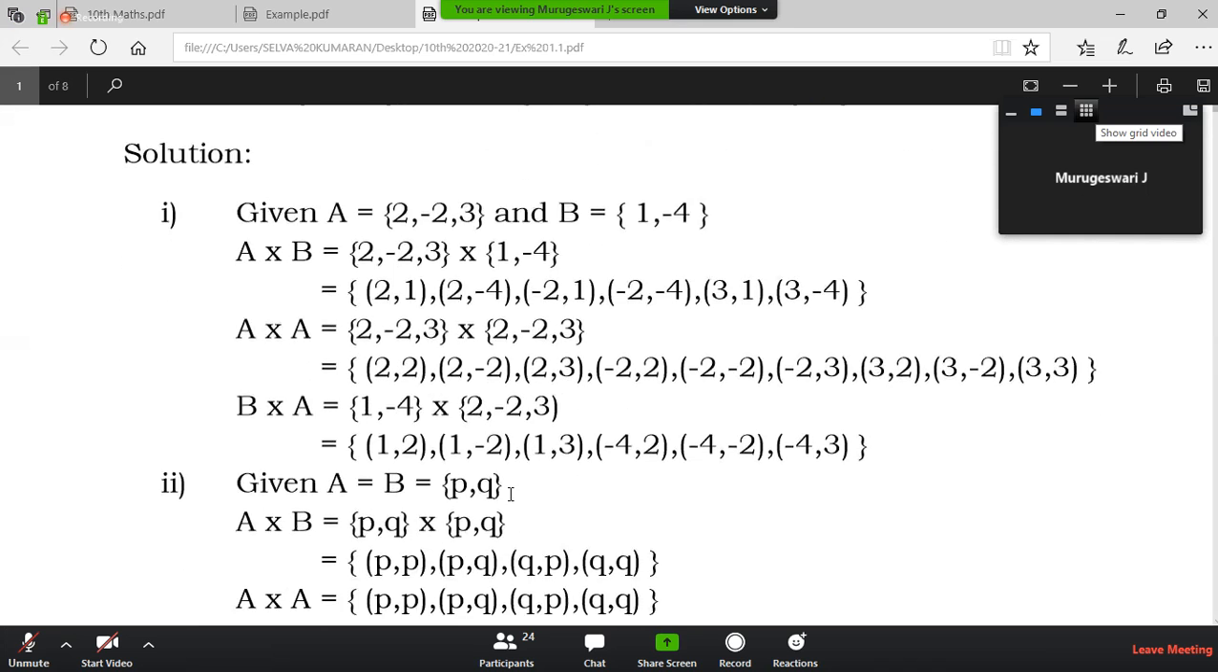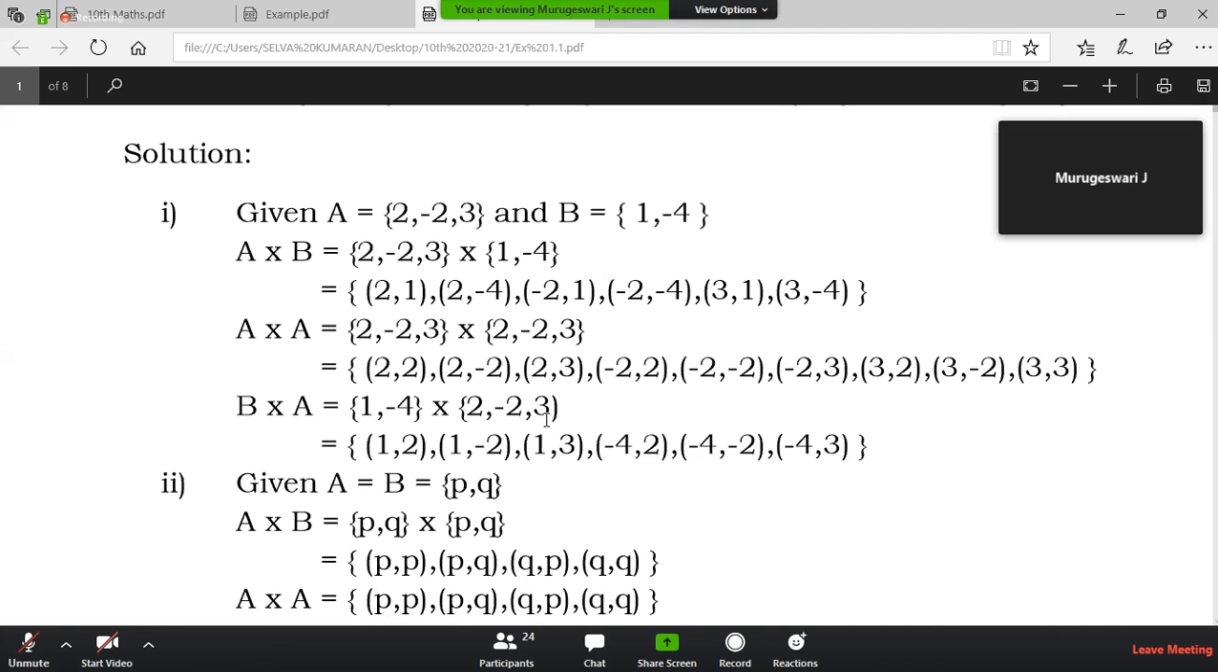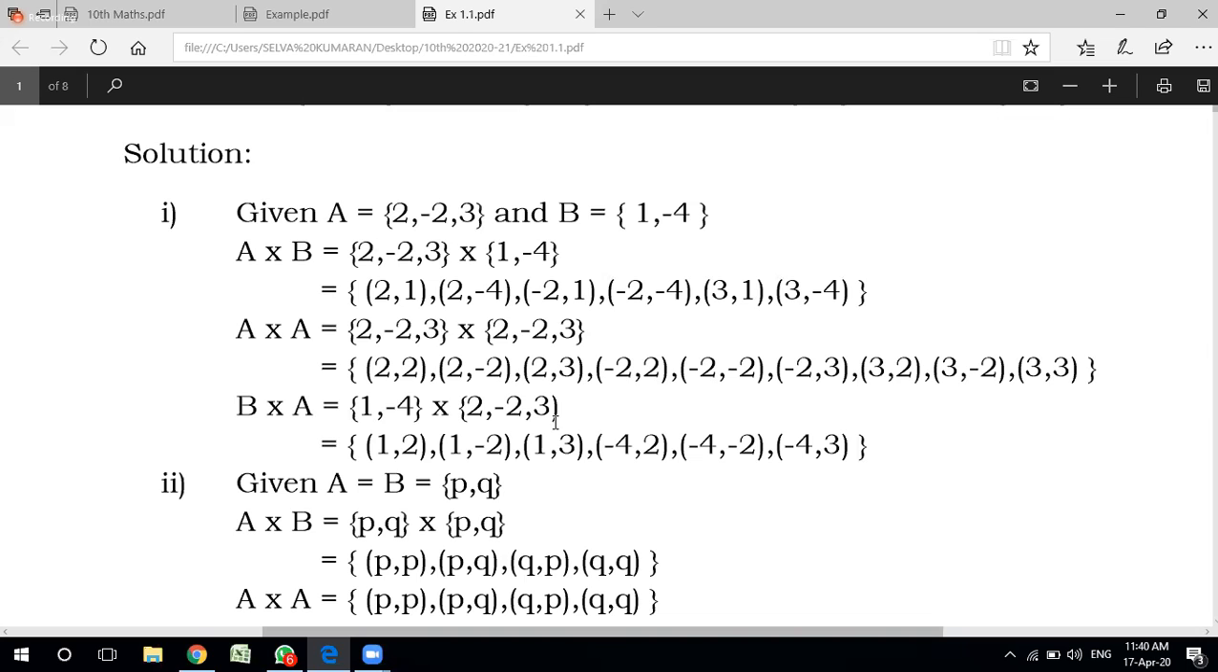So B cross A means what? B as first set and A as second set. So you write the first set B, next the second set A. Now B cross A means the first element in B only with each element in A. So first element 1: (1, 2), (1, minus 2), (1, 3). Then (minus 4, 2), (minus 4, minus 2), (minus 4, 3). We understand that. This is A cross B, B cross A.